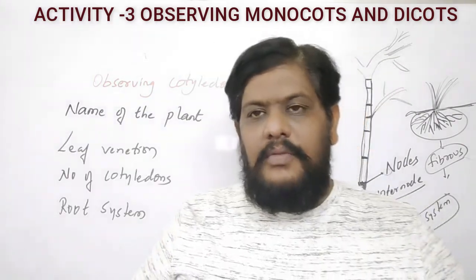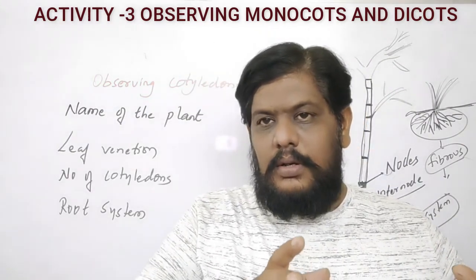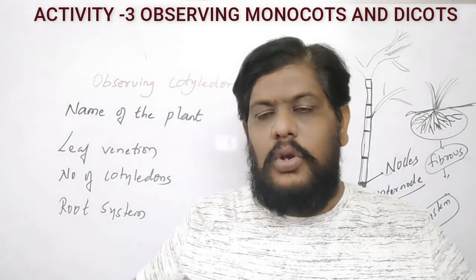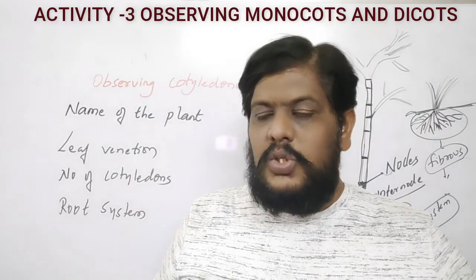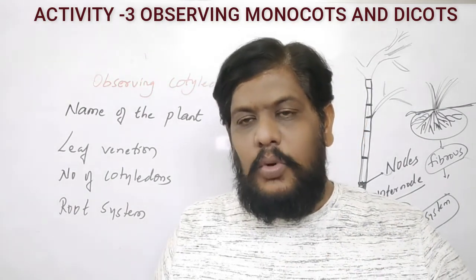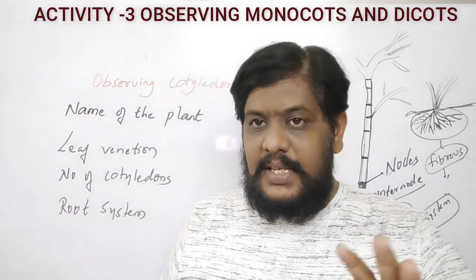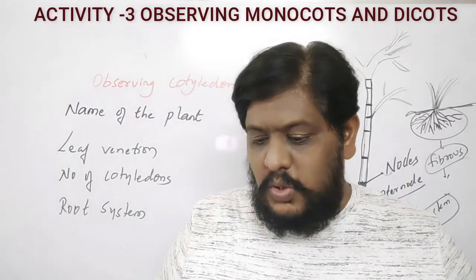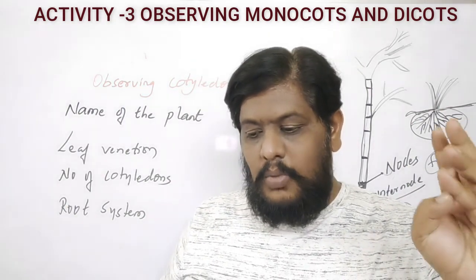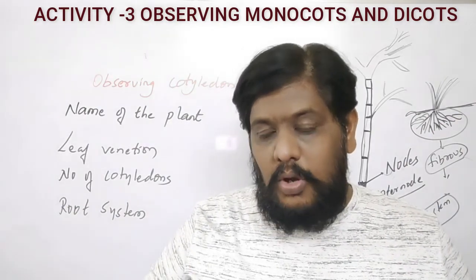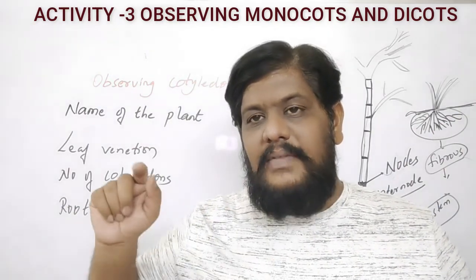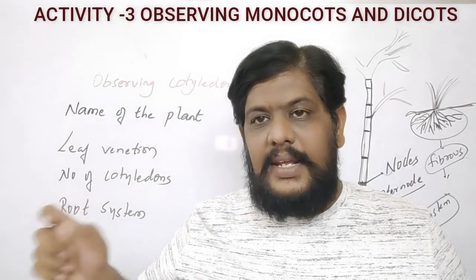So children, now we will try to compare the dicots and the monocots. What are the differences we have already seen? We have seen around 5 differences, right? What's the first one? Monocots have only 1 cotyledon, dicots have 2 cotyledons. Monocots have parallel venation, whereas dicots have reticulate venation.